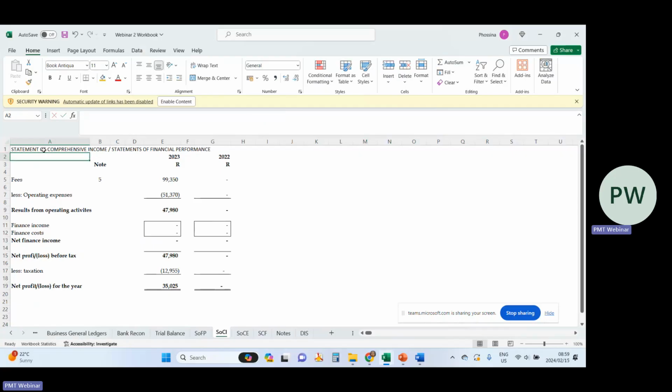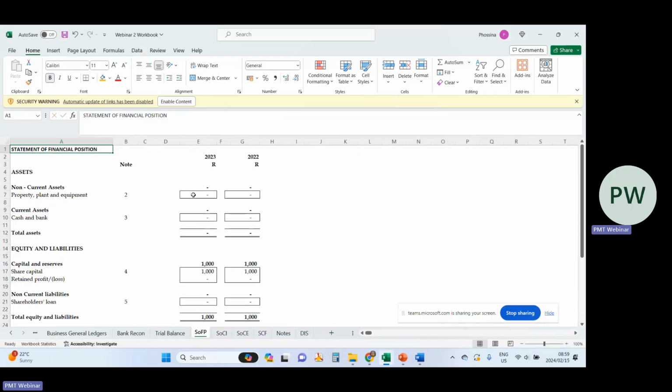Performance is income less expenditure, anything that we're going to pay as expenditure, and then it shows the performance. How is our business performing? Are the fees exceeding the expenses? Where are we standing? Are we sitting with a profit? This is the statement. And then this one is the financial position.